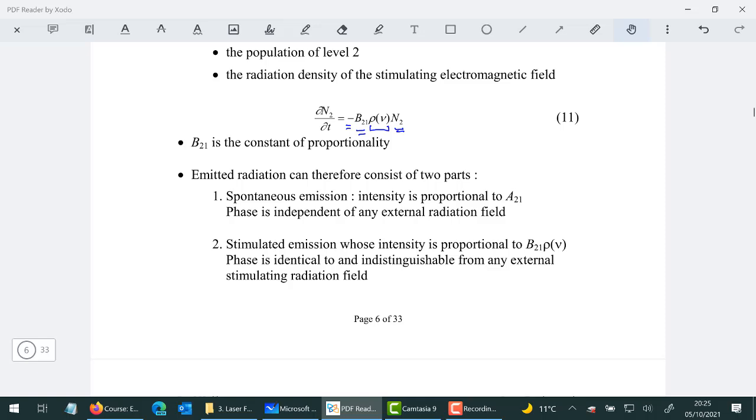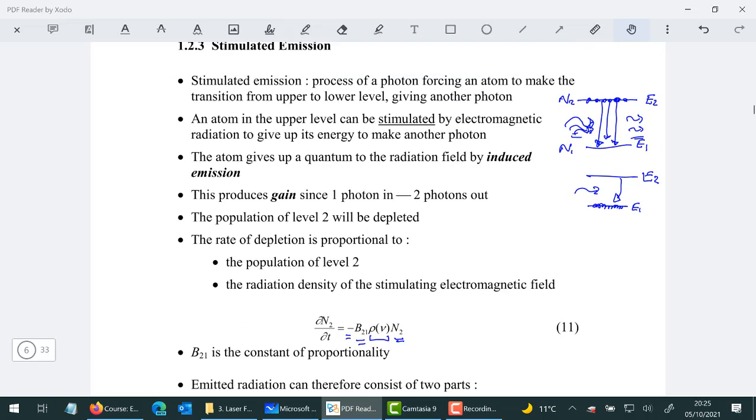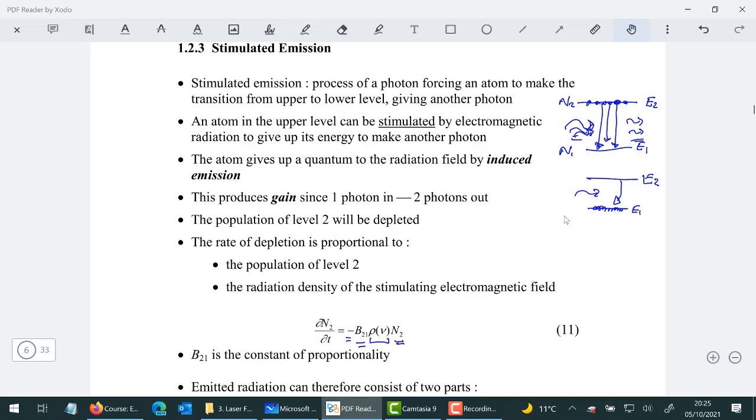Now, the key thing that makes laser light special is that if we have stimulated emission, so we have a transition, we have 1 photon coming in and 2 photons going out, there is no way that we can tell which was the original photon. They are completely and perfectly identical to one another.